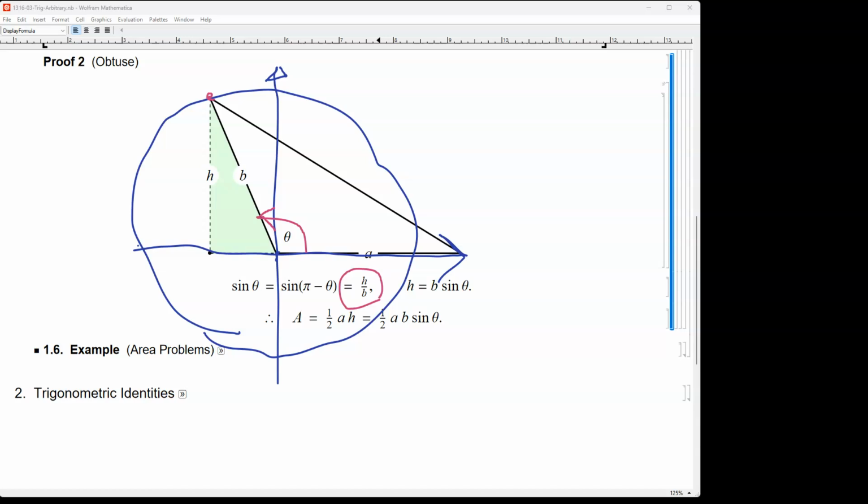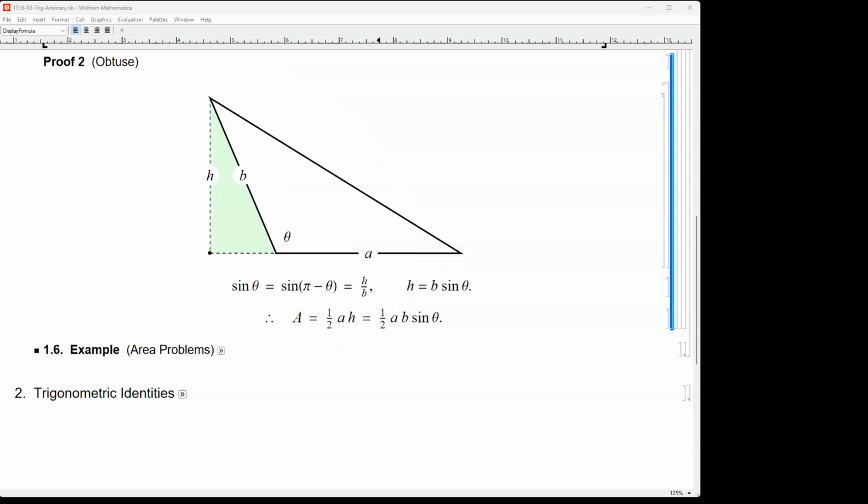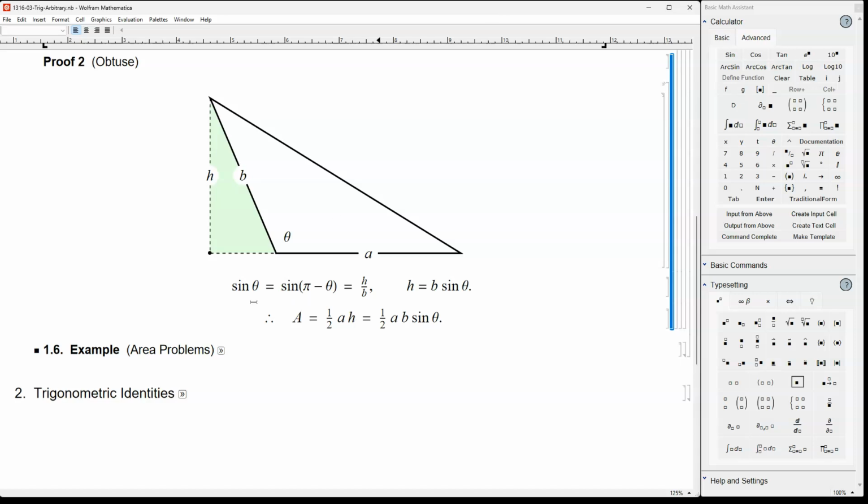And then of course another way to look at this is to look at this green right triangle and use trigonometry of acute angle. Let's get out of drawing mode. But then again, for that you have to know sine of theta is the same as sine of pi minus theta, which is not really obvious. Anyway, sine of theta is h over b is true for obtuse angle as well. So flipping over the denominator, we get h is b sine of theta. Plug that in place of h in this area formula. Then we get the desired formula again for obtuse triangle as well.